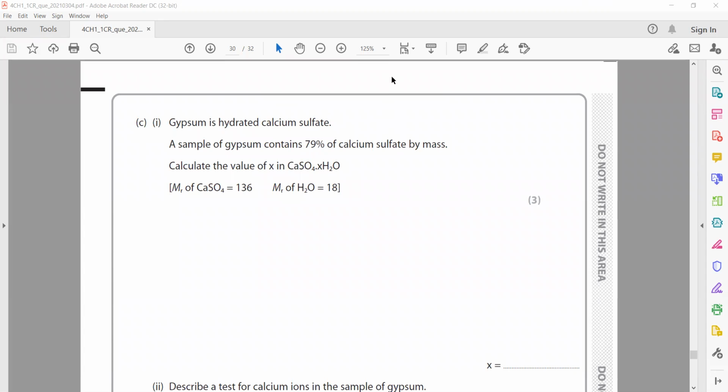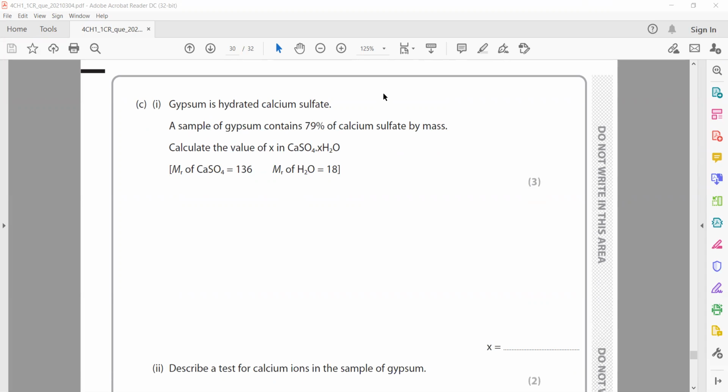Gypsum is hydrated calcium sulfate. A sample contains 79% calcium sulfate by mass. Calculate the value of X. Mass of calcium sulfate is 136, mass of water is 18. So 79% of this compound contains calcium sulfate. The remaining 21% means it contains water.